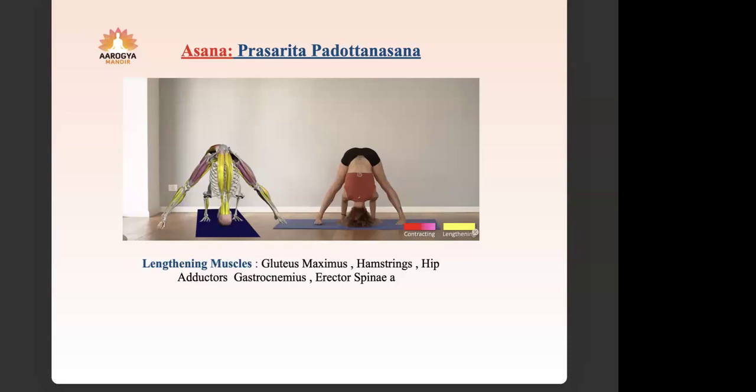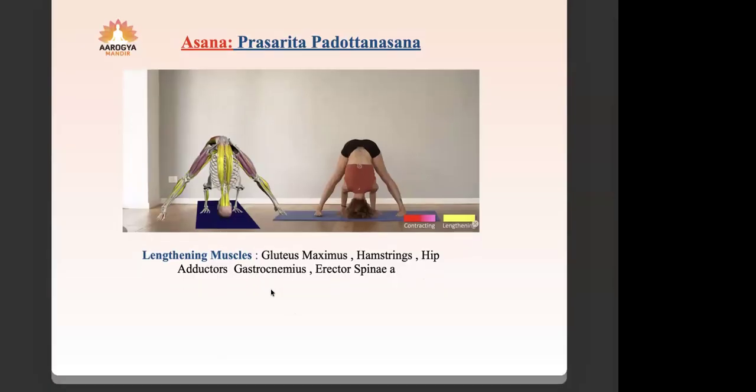Now, let's see the muscles which are getting stretched in this posture. Here you can see the list of muscles, which is gluteus maximus, hamstring, hip adductors are also getting involved, meaning inner thighs, and apart from that, erector spinae and gastrocnemius muscles. Let's have a better visual understanding of it.